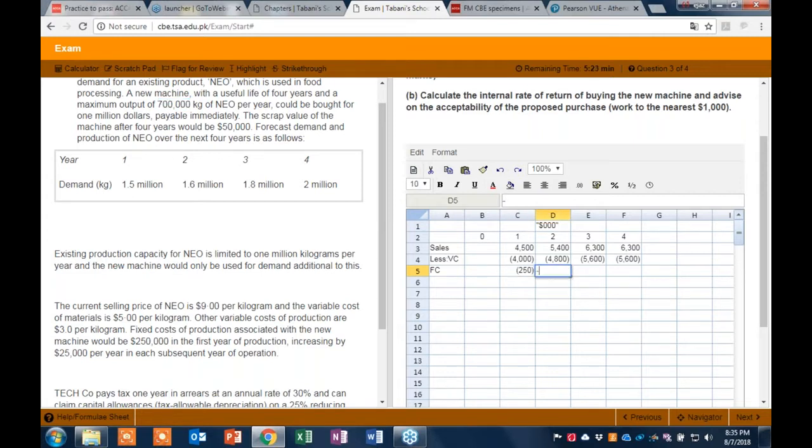So 250,000, and according to the question, it will be increasing by 25,000 every year. So 275 for the next year, 300 for year 3, and 325 for year 4. So every year the fixed cost will be increasing by 25,000.